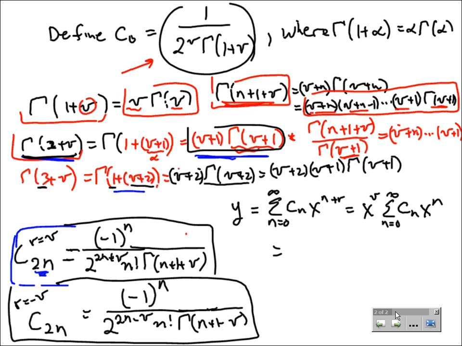Now, it turned out that when the subscripts were odd, we got 0. So this is the same as x to the v times the summation as n goes from 0 to infinity, but it's going to be c sub 2n. So when n is 0, this is 0, even. When n is 1, that's 2. When n is 2, that's 4. Same with the power. Remember, the subscript and the power of x have to match. So we have that.